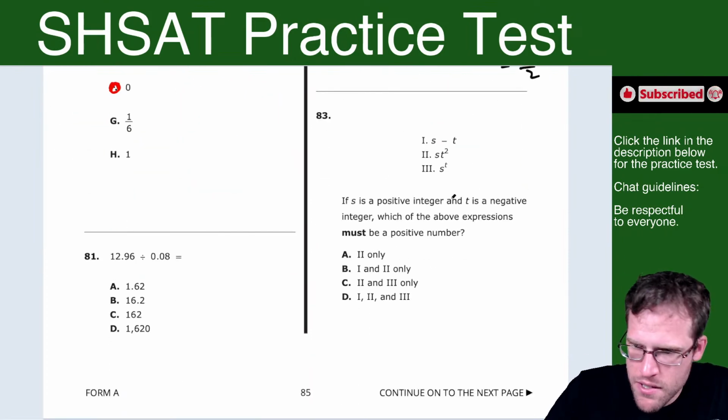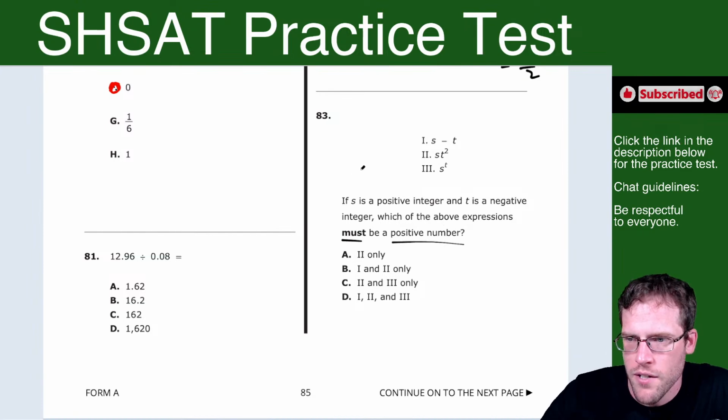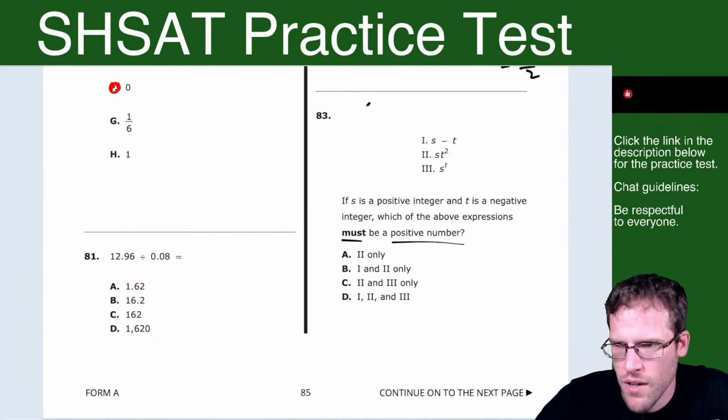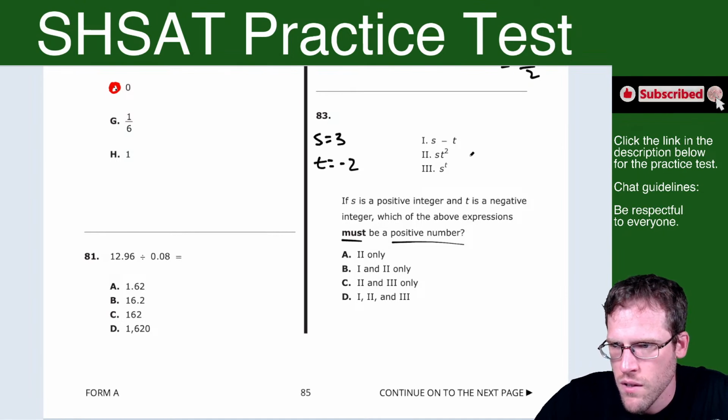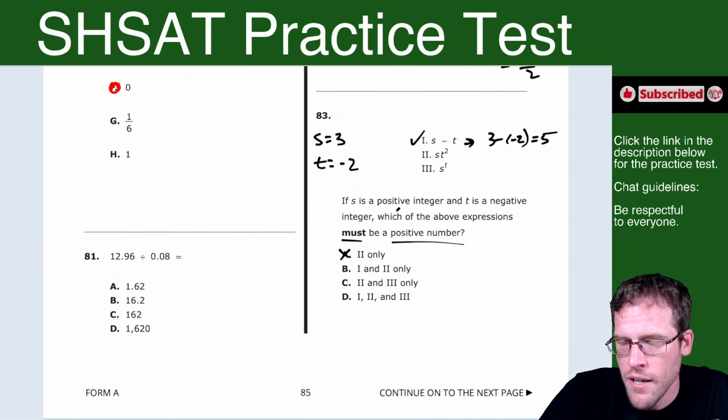If S is a positive integer and T is a negative integer, which of the following expressions must be a positive number? Okay, so S is a positive integer, so I'll just make it S equals 3 and T equals negative 2. So this would be 3 minus negative 2, which is 5. So 1 would always be positive. Must means there's no other possibility.